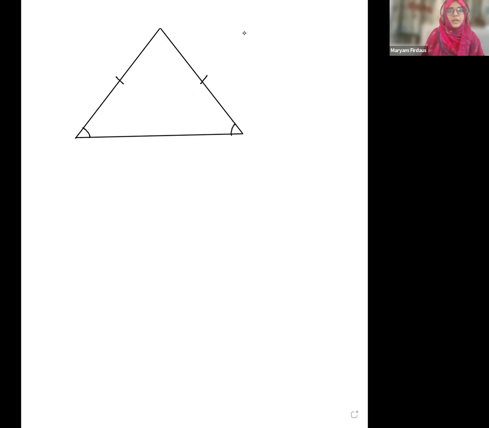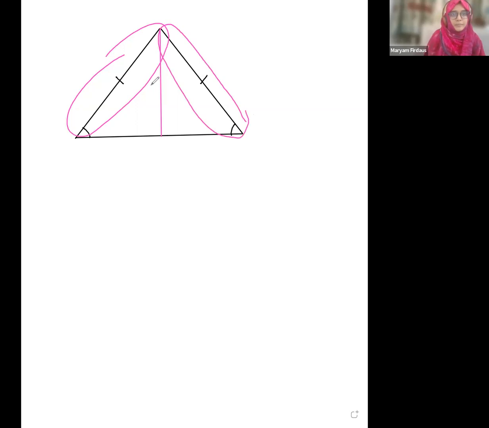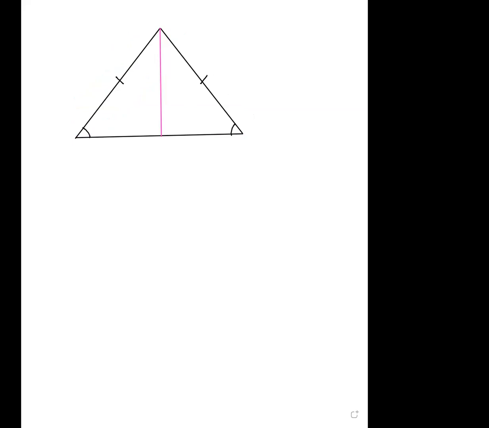So let's draw the median. But the thing is, we're supposed to draw the median on the side which is unequal. So both the equal sides, as you can see, this side and this side, have to be on opposite sides of the median. Understood? Yeah. So this is the median.